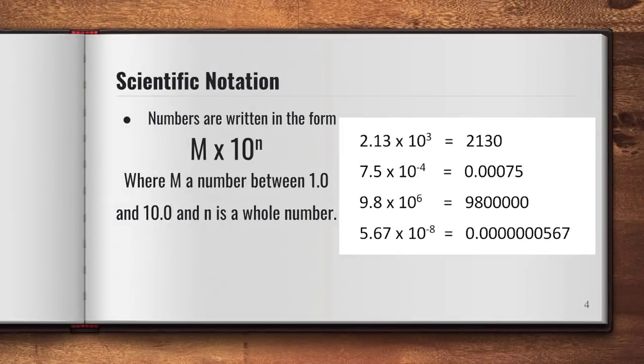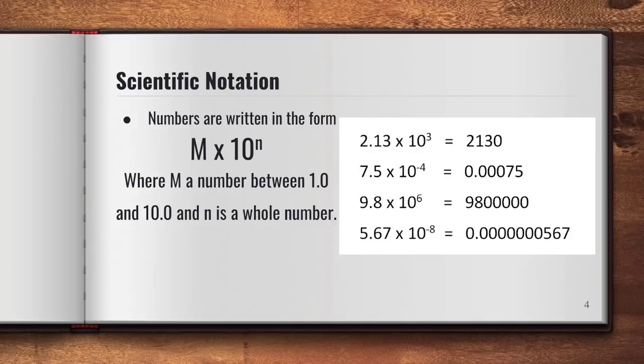So, when we're talking about writing numbers in scientific notation, again, we're focusing on writing numbers that are either really large or really small. And numbers are written in a very specific form. The form is m times 10 to the nth power, okay? Where m is a number between 1 and 10, and n is a whole number. So if you look to the right here, 2.13 times 10 to the third is the same number as 2,130. 7.5 times 10 to the negative fourth is the same as 0.00075, and so on. So these numbers play a big role in representing different large or small numbers.